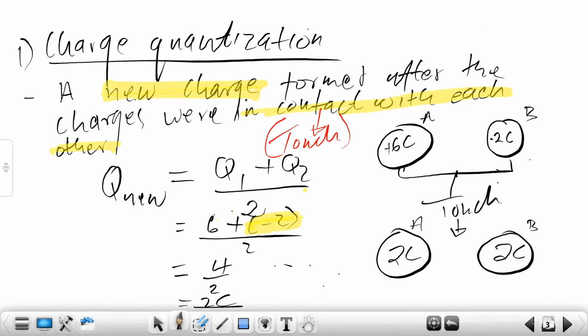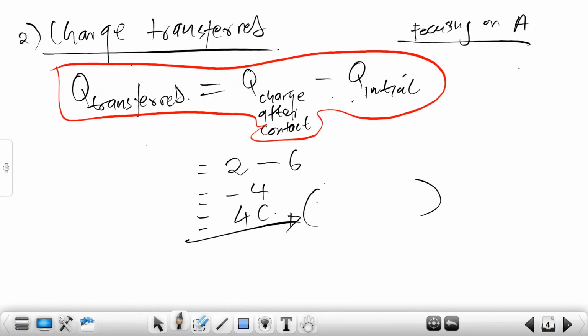Hence now the new charge quantization. Remember quantization, I said we are forming a new charge. That is the reason why we end up with this kind of answers. Yes, sir. Thank you very much.